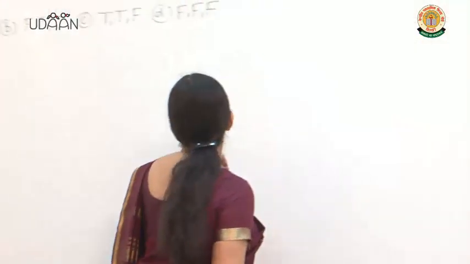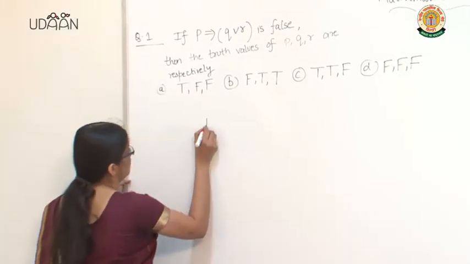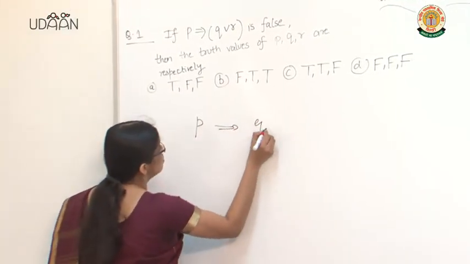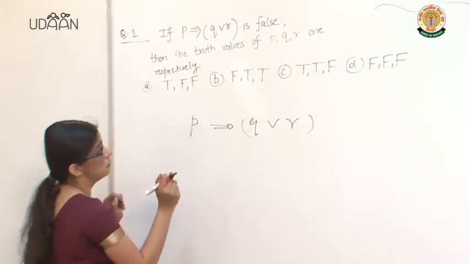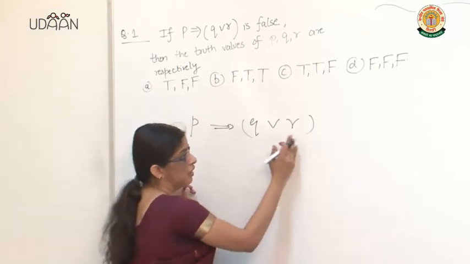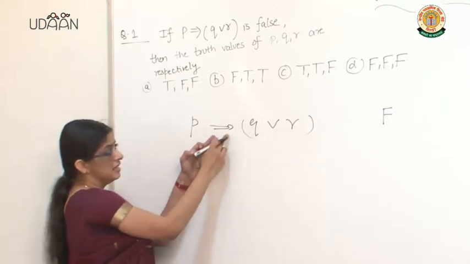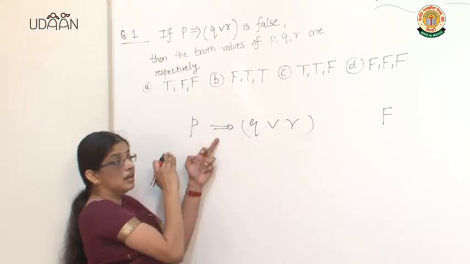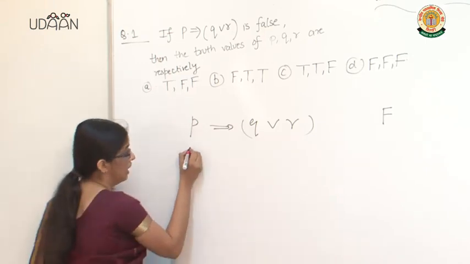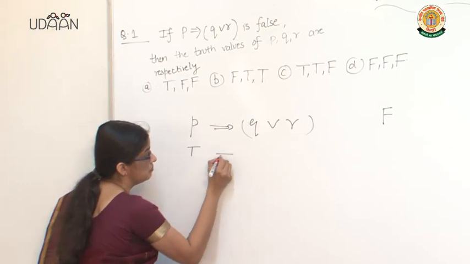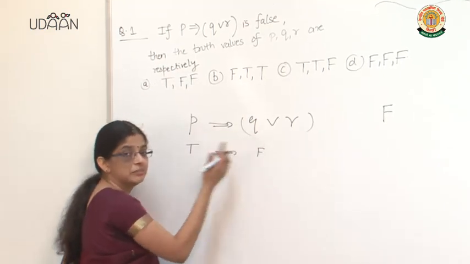First question on the module. The question is written over here. The statement P implies Q or R, which is an OR statement, is given to be false. The truth value of this statement is given to be false. First, this is a conditional statement, so check when a conditional statement is false. A conditional statement is false when true implies false. This is the only case when a conditional statement is false.